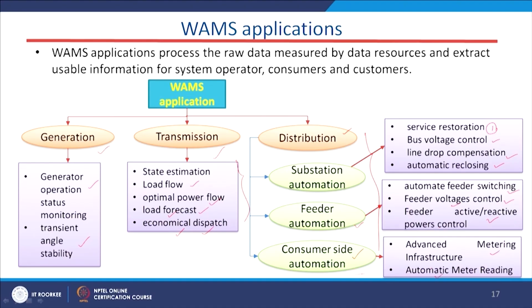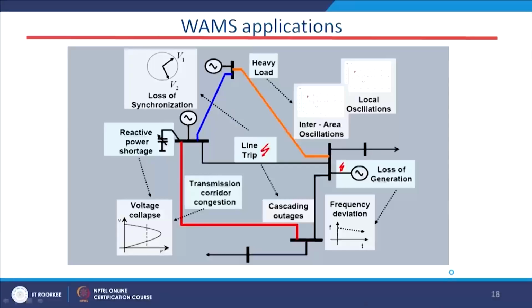So, these two we have already discussed during our substation automation part, that is, advanced metering infrastructure. Using this infrastructure we can monitor, basically measure, the power at the customer premises for further analysis. This is also what automatic meter reading does. Now, I will show some examples of how this particular WAMS technology helps us.